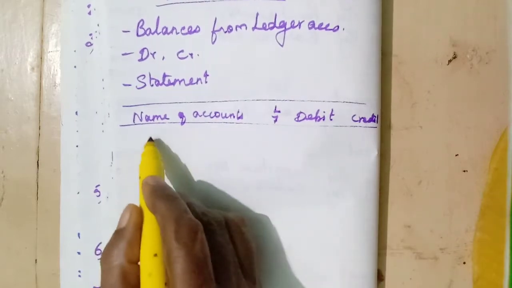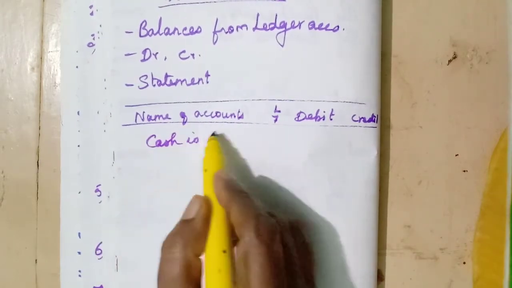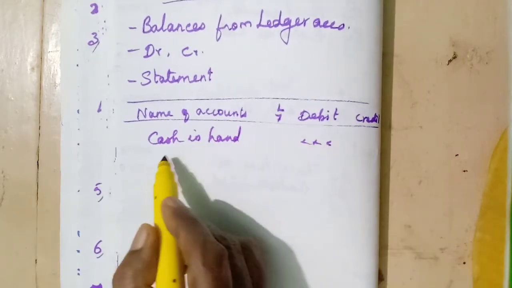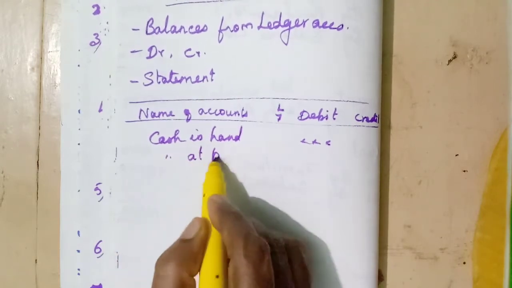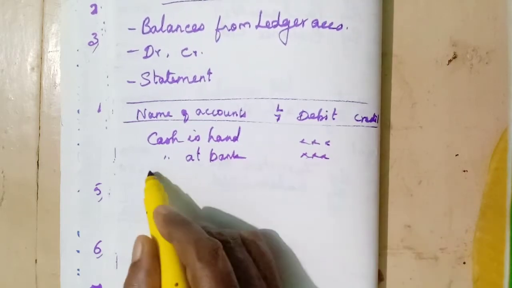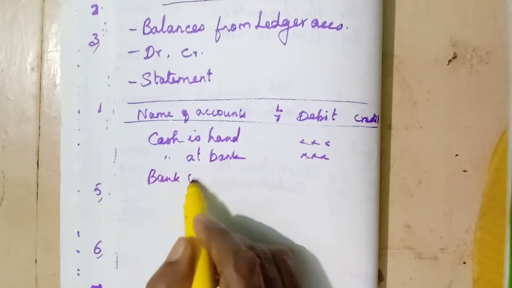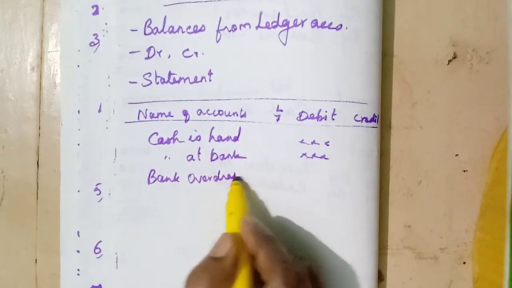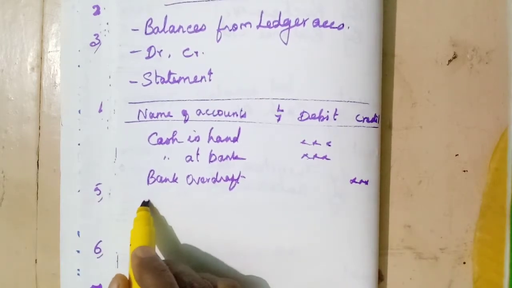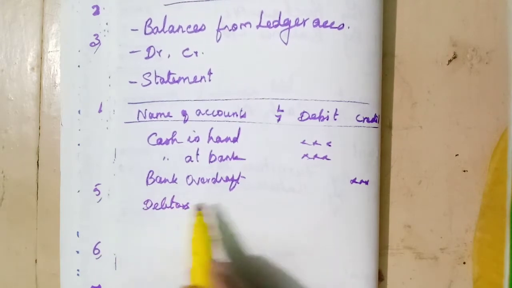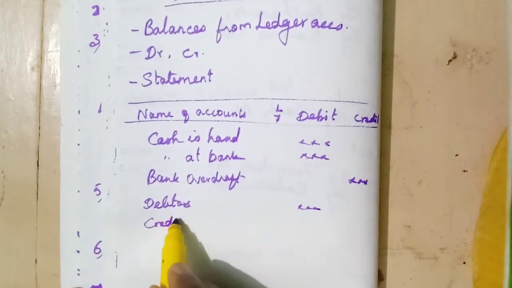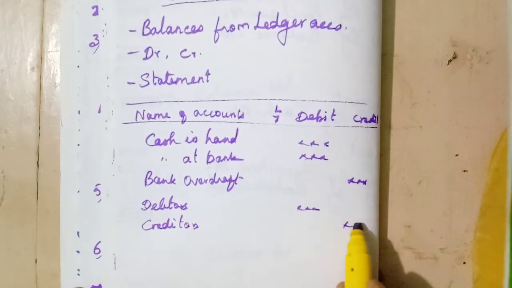Then here you have to write. If it is cash in hand, we will write cash in hand. There it will be a debit balance. Then cash at bank, that also will be a debit balance. Or if it is bank overdraft, if it is credit balance, we have to write bank overdraft, credit side. Then all the assets, debtors, debit balance. Then creditors, it will show credit balance.